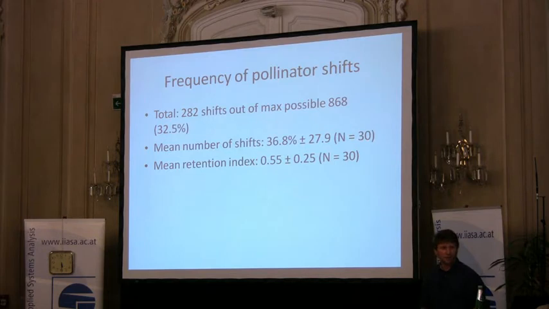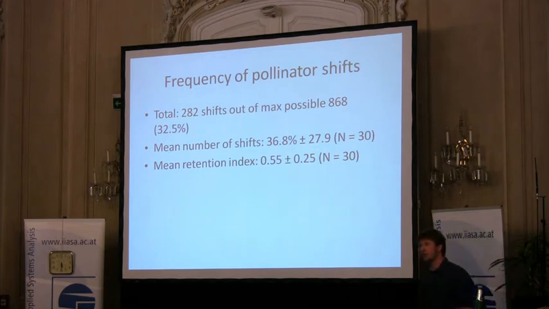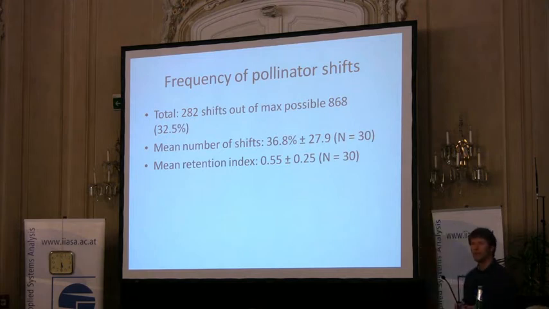The total number of shifts that I found out of a maximum possible of 868 shifts was 32% of branches are characterized by pollinator shifts. And if I average that across the 30 studies, I found an even higher number: 36.8% of branches were characterized by pollinator shifts on average in these studies, although you can see that the standard deviation is very high, which means that some studies were characterized by very few shifts and other studies by a very large number of shifts. As far as convergent evolution goes, the retention index was 0.55, which means there was a fair amount of convergent evolution present.